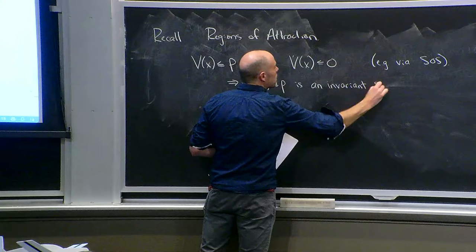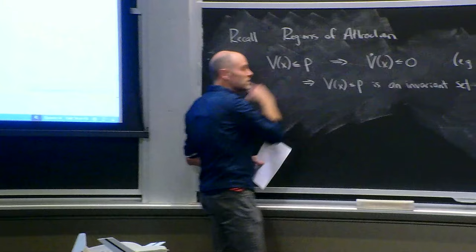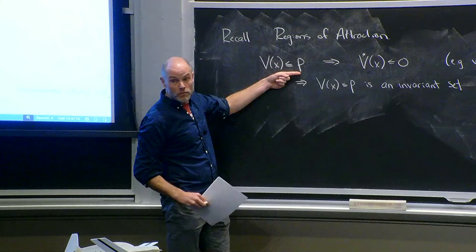If I found some set where V is less than rho, and V is always going down in that set, then I know that it will never go above rho, it will never leave the set.